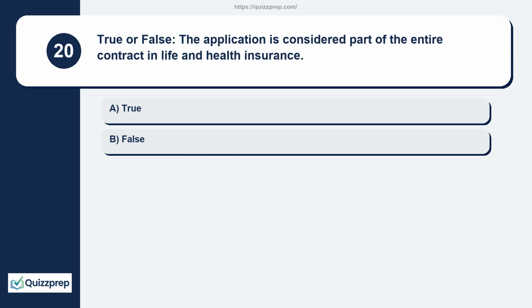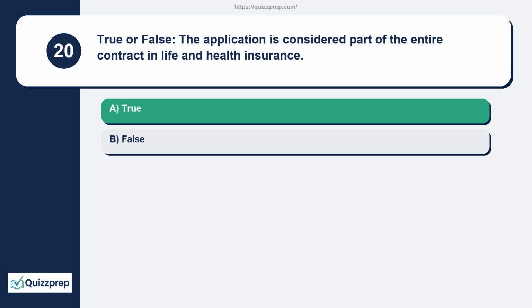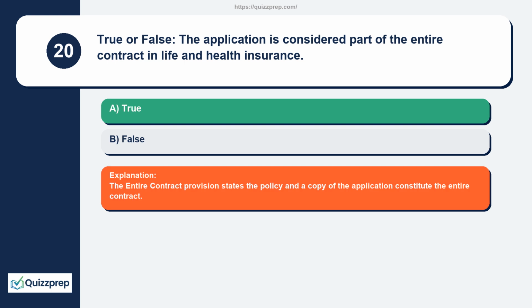Question 20. True or false, the application is considered part of the entire contract in life and health insurance. True. False. The entire contract provision states the policy and a copy of the application constitute the entire contract.